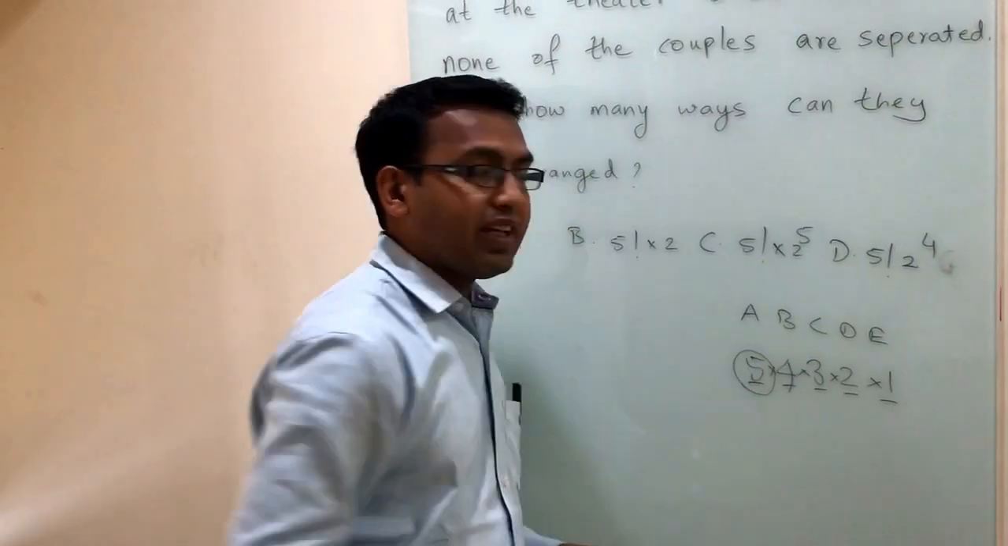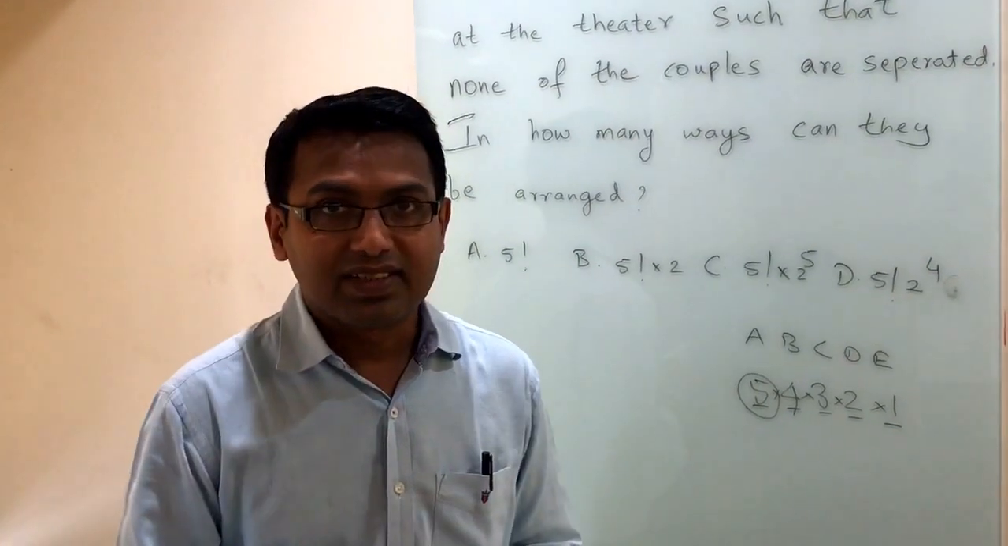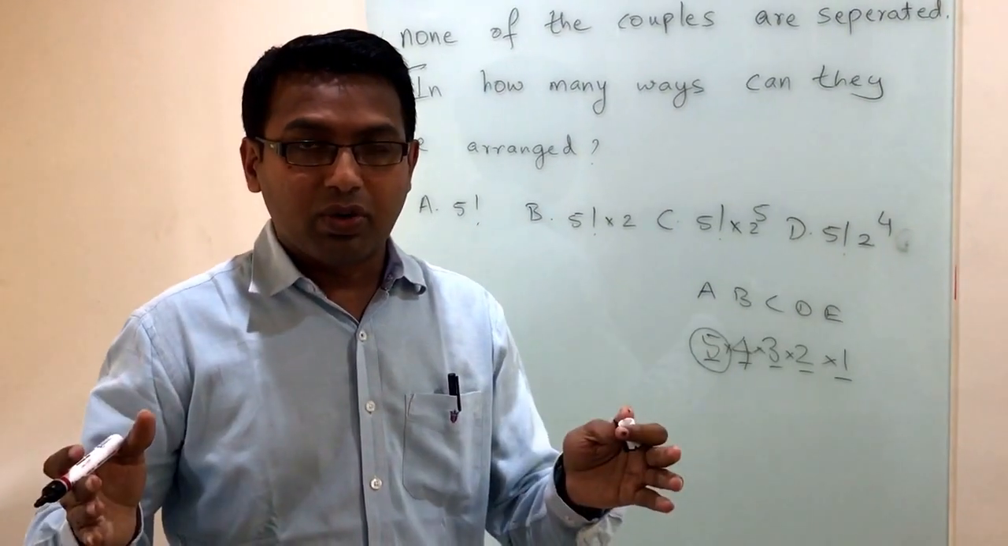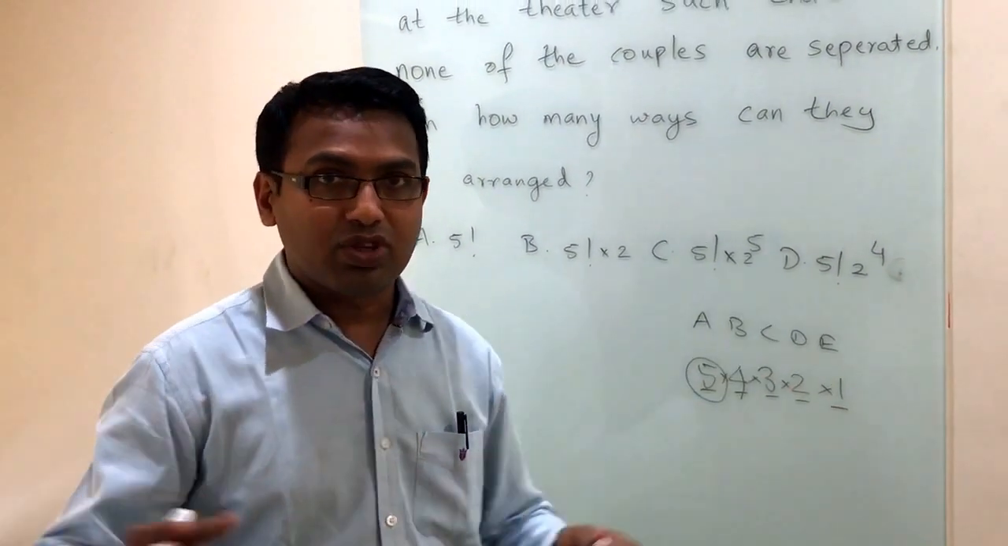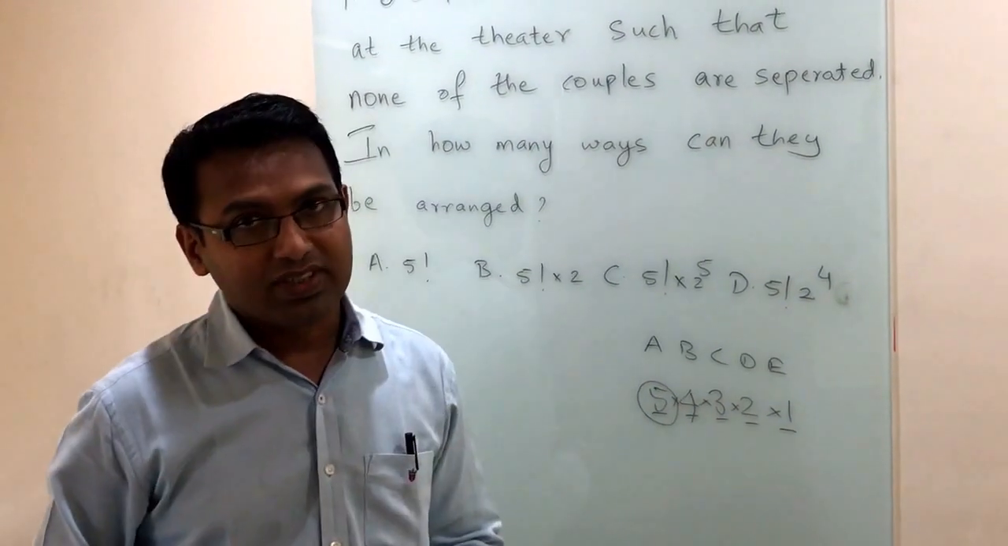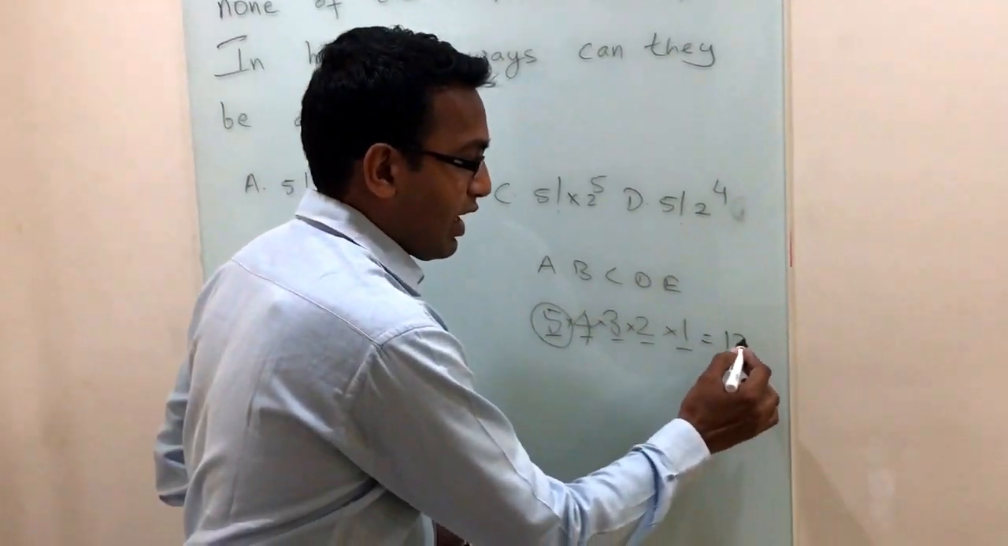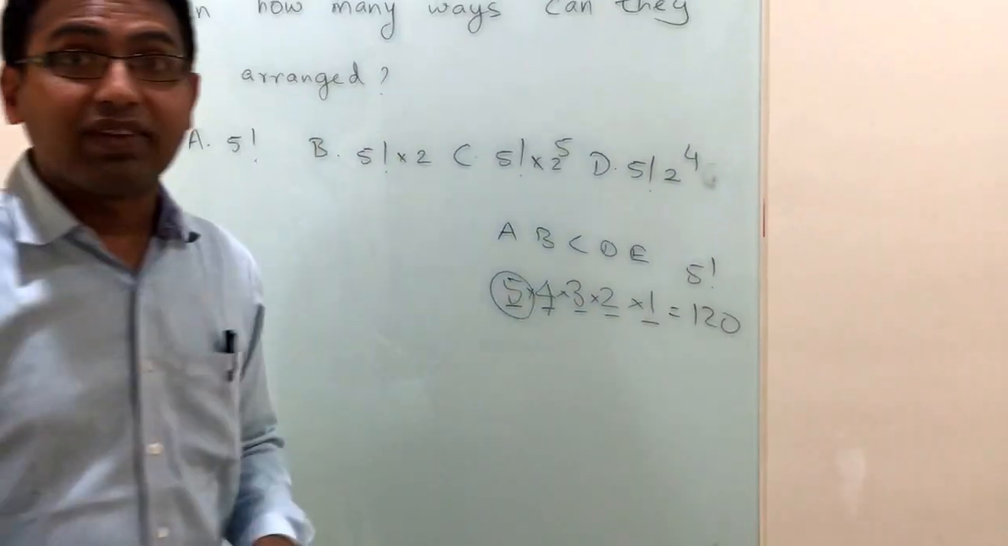And the rule of counting says multiply the choices. Whenever you have a number of choices and you want to find the total number of choices, you multiply the choices. So this gives you the answer as 120, and this is also called 5 factorial.